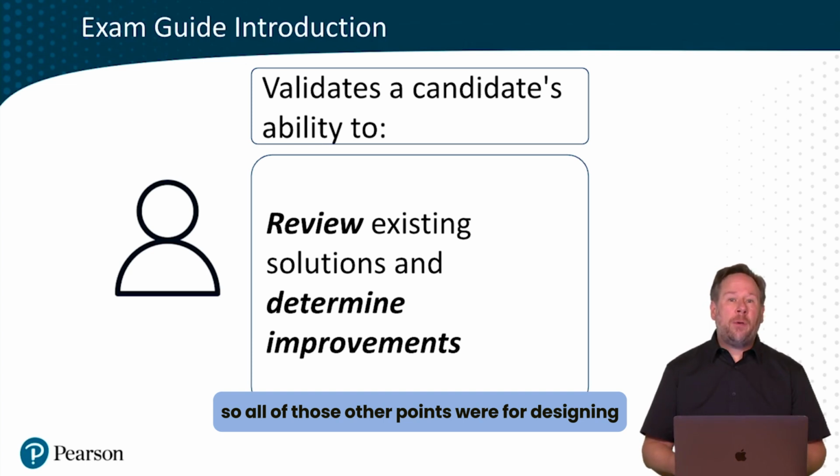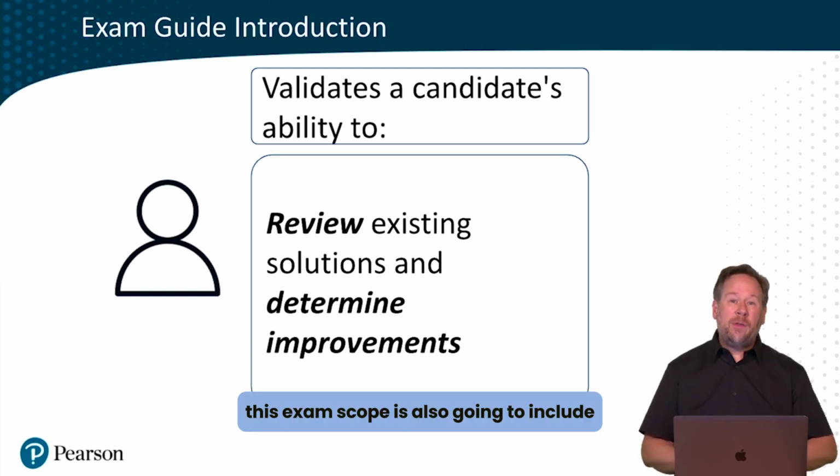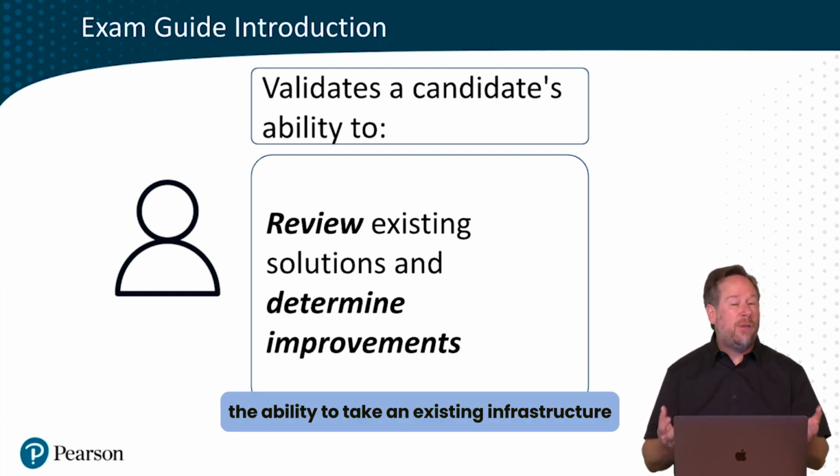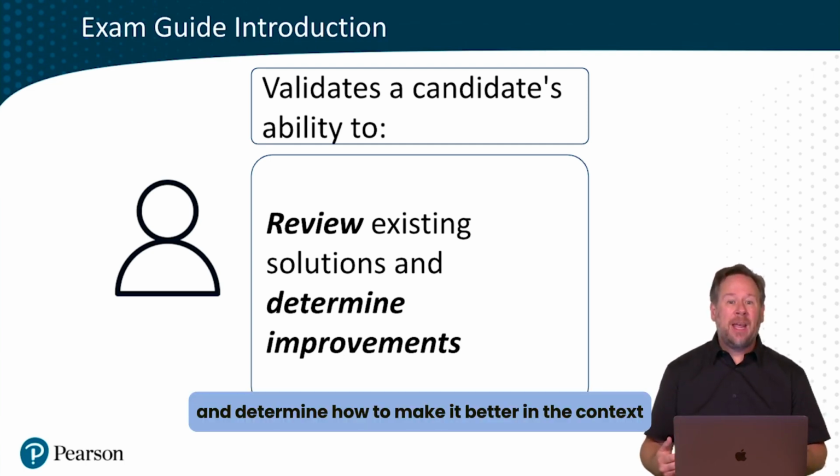So all of those other points were for designing new infrastructure or architectures. This exam scope is also going to include the ability to take an existing infrastructure and determine how to make it better in the context of a single pillar of that well-architected framework.